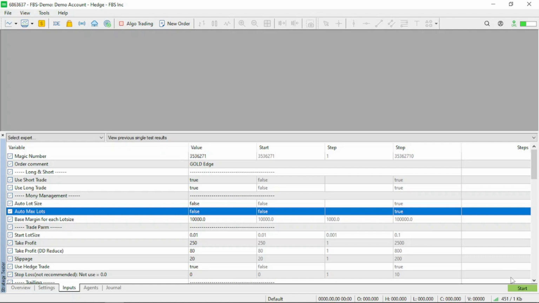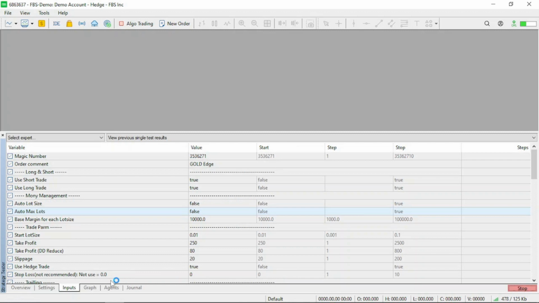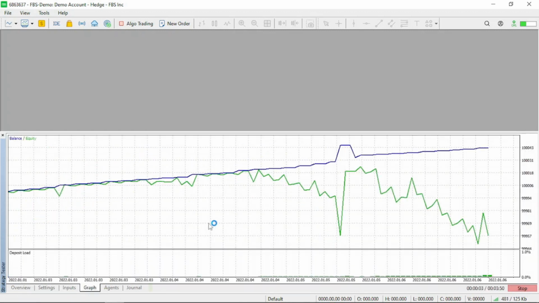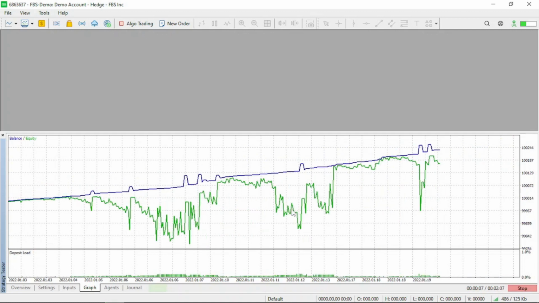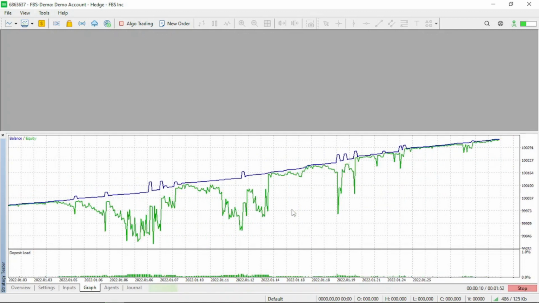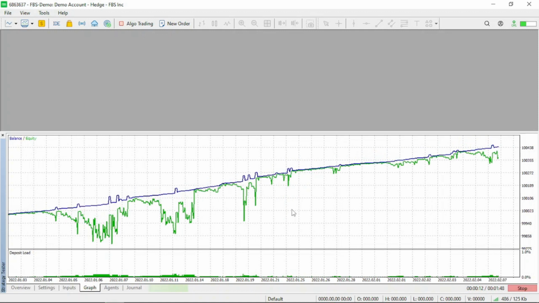So let's take a closer look at the set file and run a single strategy test. By running the strategy test, we'll see how the set file responds to our specific broker. Because of the quantity of trades that the bot places, this strategy test does take some time to complete.